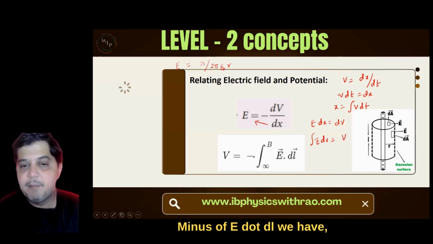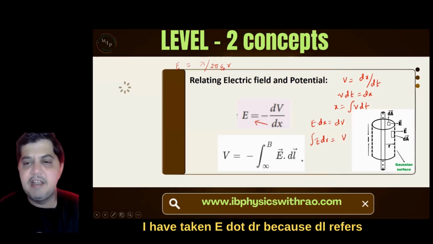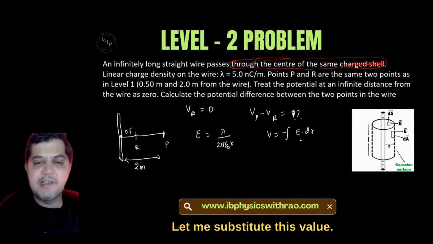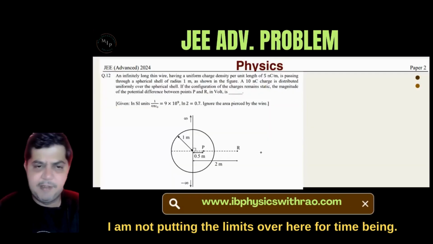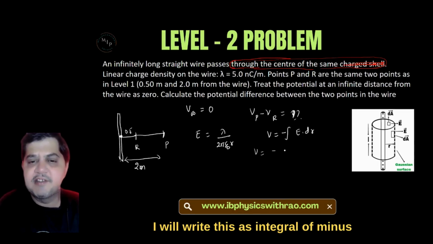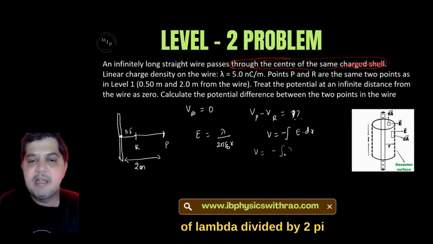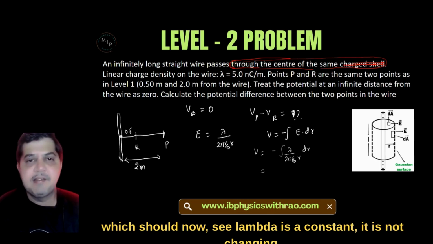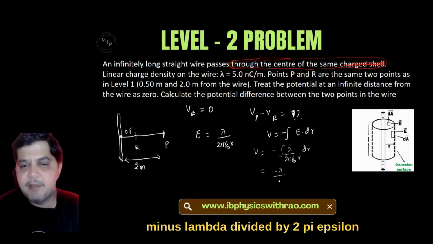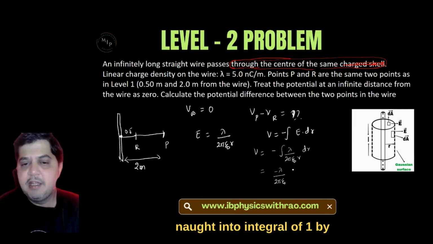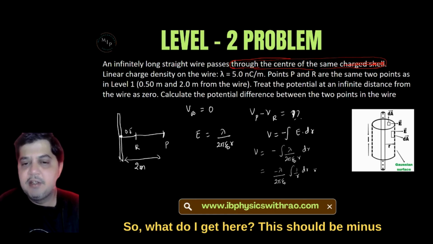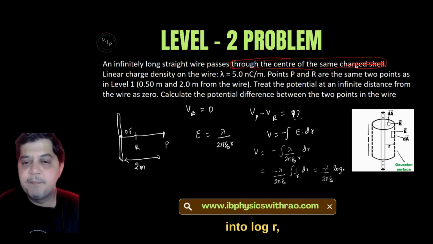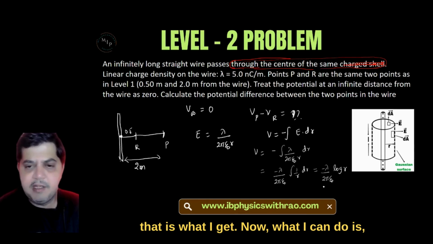Are we doing it correctly? Minus of E dot dl we have. I have taken E dot dr because dl refers to the distance over here. Let me substitute this value. I'm not putting the limits over here for the time being. So I'll write this as integral of minus lambda divided by 2 pi epsilon naught r into dr. Lambda is a constant, it is not changing. I'll take out the minus lambda divided by 2 pi epsilon naught into integral of 1 by r into dr. So what do I get here? This should be minus lambda divided by 2 pi epsilon naught into log r.